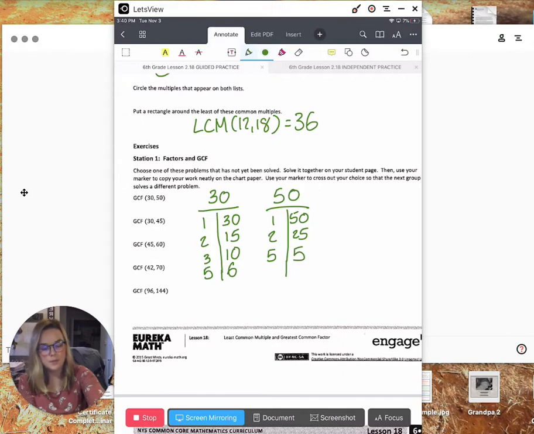Oops, I missed one. Not 5 and 5. Sorry, 5 and 10. I was looking at 25. 5 and 10, not 5 and 25. Then we're going to look and see which factors these numbers have in common. They both have 1, they both have 2, they both have 5, and they both have 10. But it looks like the greatest is going to be 10. So the greatest common factor of 30 and 50 is 10.